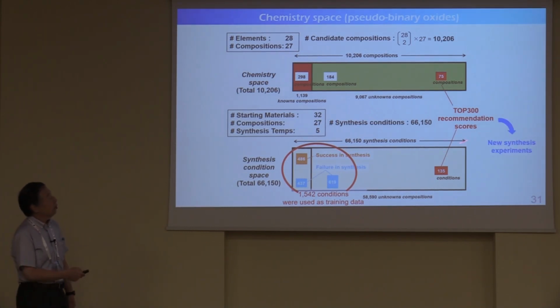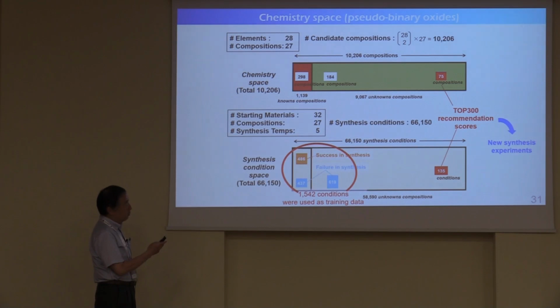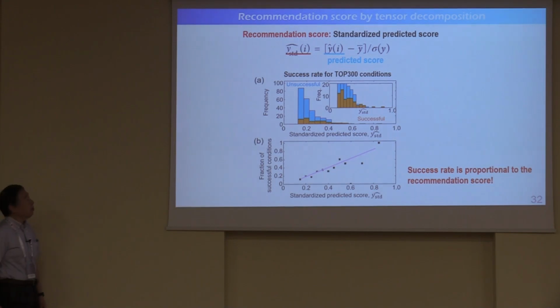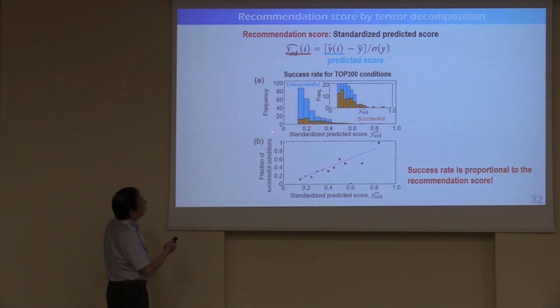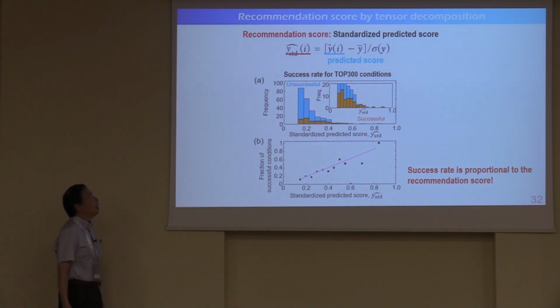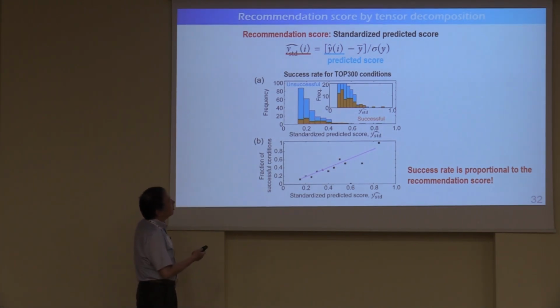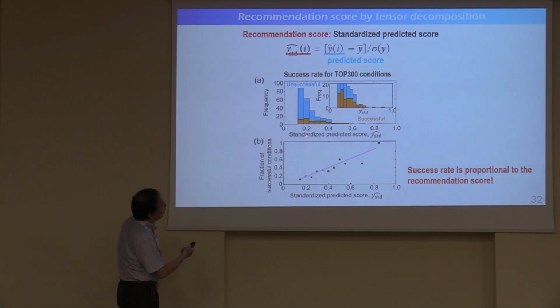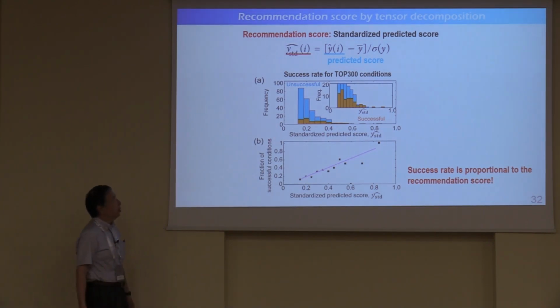And for all those 300 conditions, we did the synthesis experiment. So this is the result of the synthesis experiment. The orange one shows the successful synthesis, and the blue one corresponds to the unsuccessful synthesis conditions. The successful conditions do not always dominate, but the horizontal axis corresponds to the standardized predicted score.